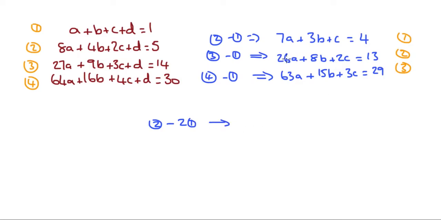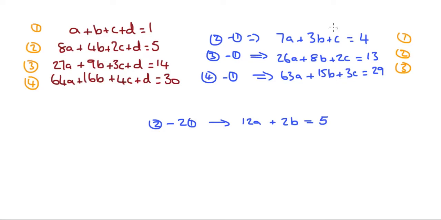Okay, that's going to give me 26 minus 14A, because I need to take 2 lots of this row away to eliminate C, is going to be 26 minus 14 is 12A. I'm going to have 8A minus 2 lots of 3B, so minus 6B is going to be 2B. The C's are going to disappear. And for what that's equal to, that's going to be 13 minus 2 lots of 4, so 13 minus 8, which is 5.